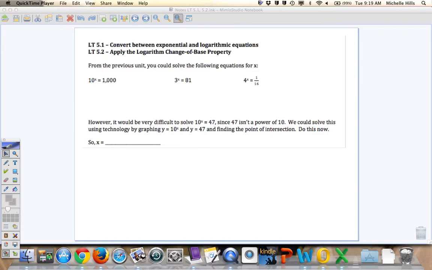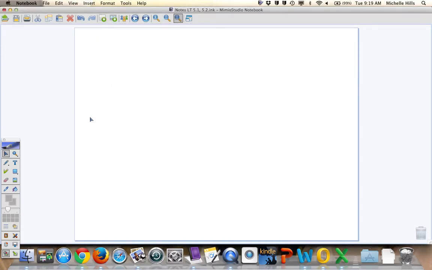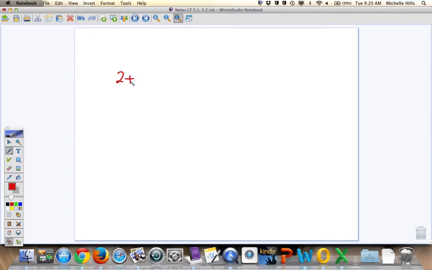Called logarithms. And the idea of a logarithm is it's the inverse of an exponential function. Now you guys have been dealing with inverse functions forever. If you do 2 plus 3 equals 5, the inverse or the opposite of addition is subtraction. I could rewrite this as 5 minus 3 equals 2. If x squared equals 4, then that means the square root of 4 equals x.